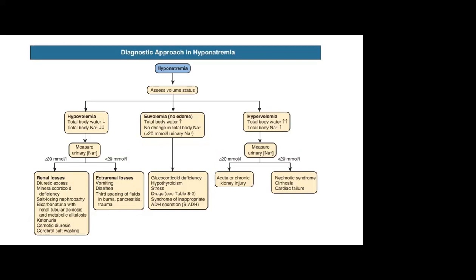So if the patient is hyponatremic and they're euvolemic, then you need to entertain, is it glucocorticoid deficiency, or is it hypothyroidism, or is it syndrome of inappropriate antidiuretic hormone release? The hypervolemic part is quite easy. You measure the urine sodium. If it's greater than 20, is it an acute or chronic renal dysfunction, failure, or injury? Or if it's less than 20, you need to entertain, is this from cirrhosis? Is this from cardiac failure? Or is this from nephrotic syndrome?